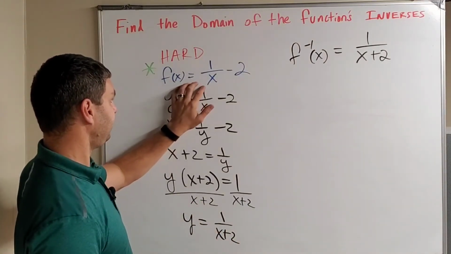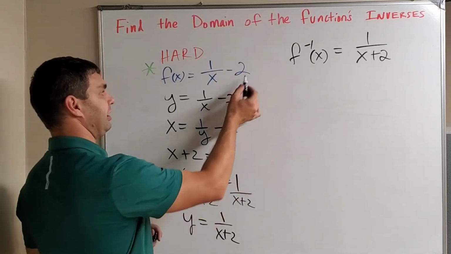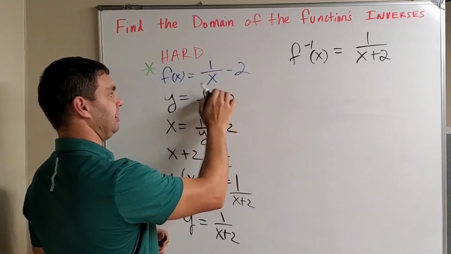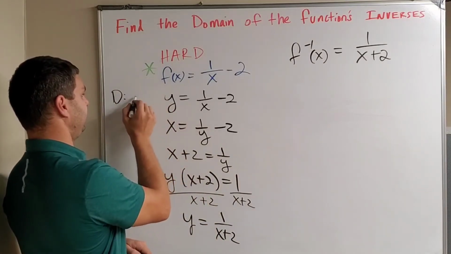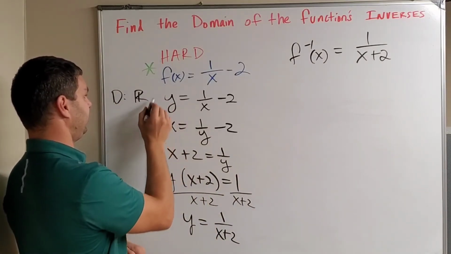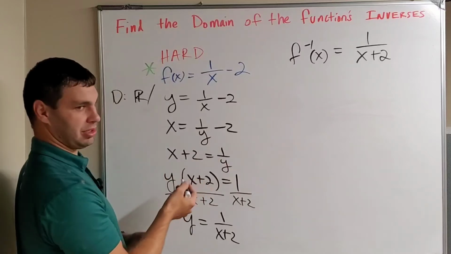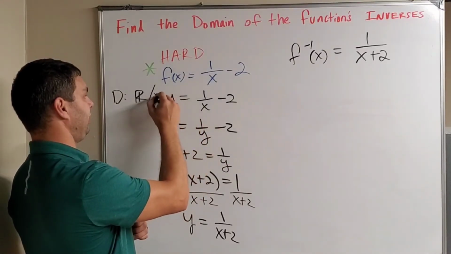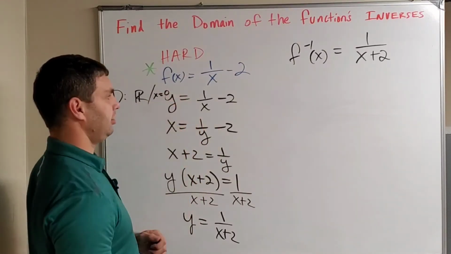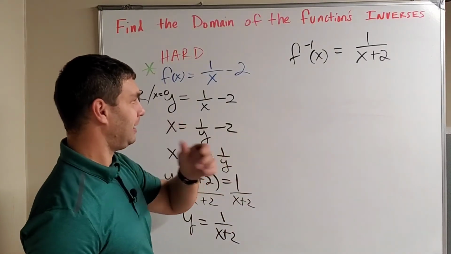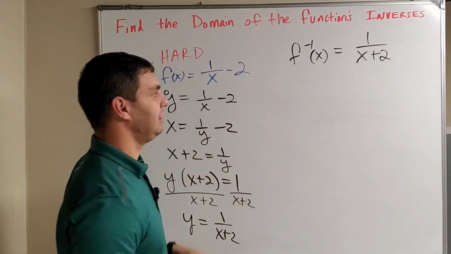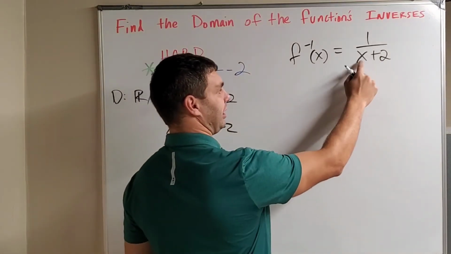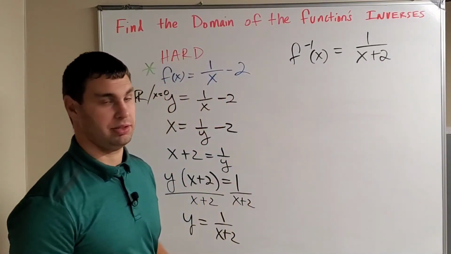Our domain of our original, remember we can have all of our x's except when x is 0. So our original domain, I'll put it over here, is going to be all real numbers except, depending on how you write that, except when x equals 0. Okay, that's when it's bad. And then over here, the domain of our inverse function is the set of all x's except when x is -2. We would be dividing by 0 in that case.